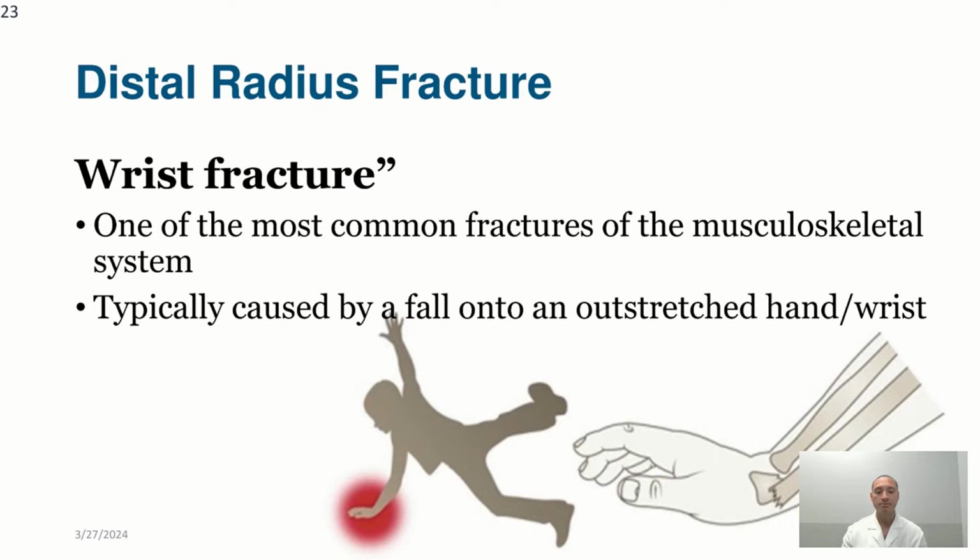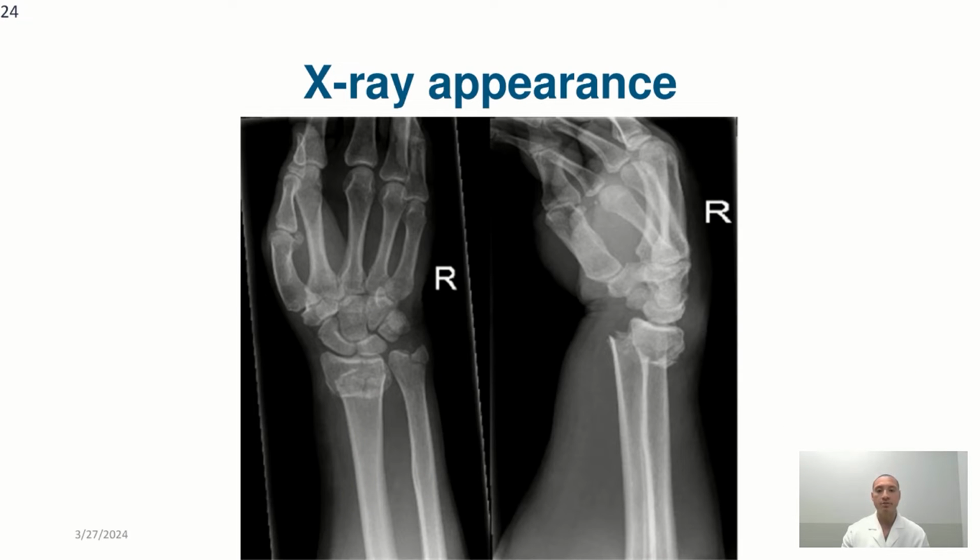Next slide, please. Here's the X-ray appearance of the distal radius fracture. What the term means is, distal refers to the location of the fracture. Distal means that it's far down the bone. Radius, this is the radius bone, and then fracture, the bone is broken. So that's what the term means.